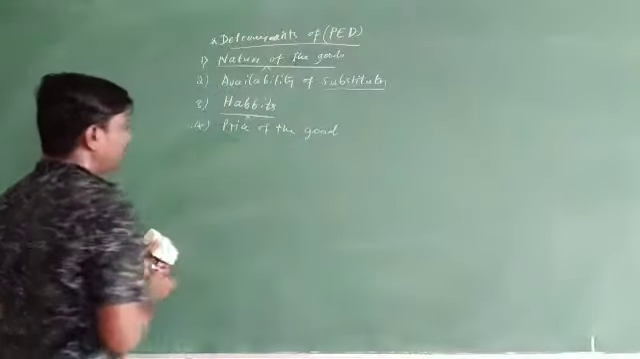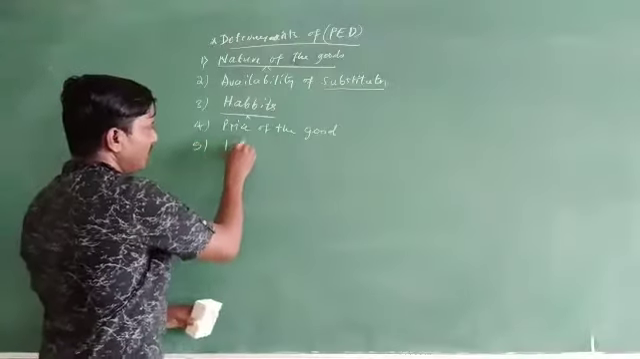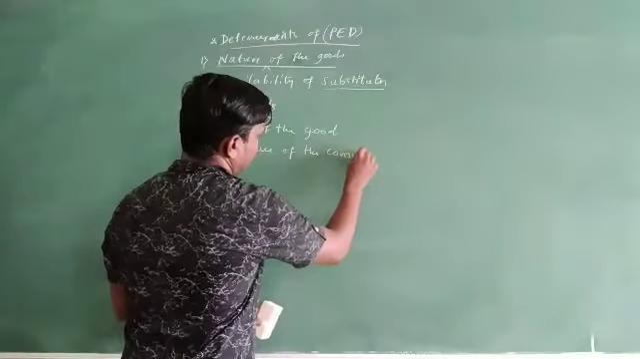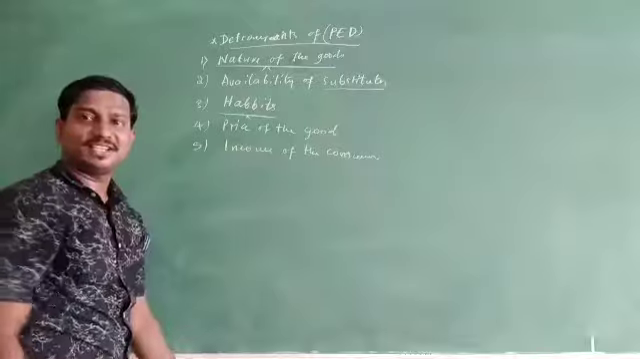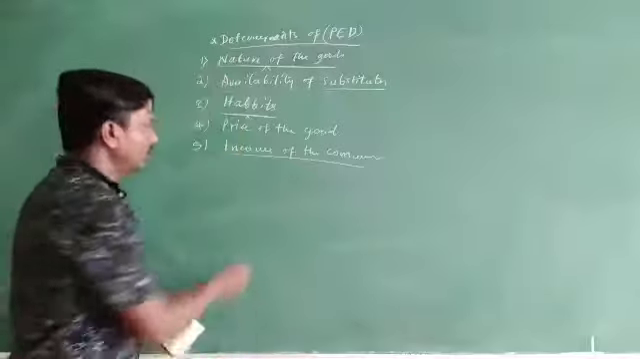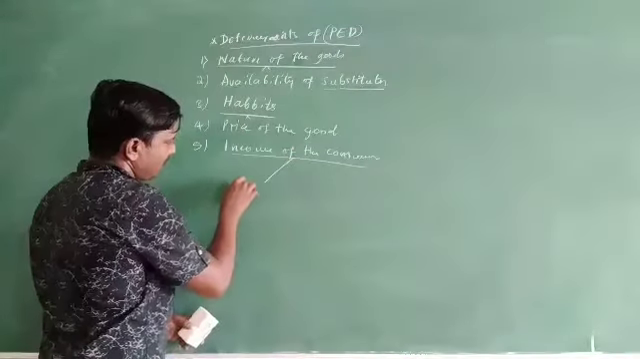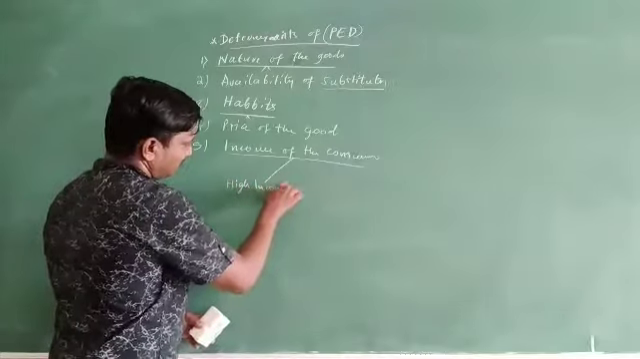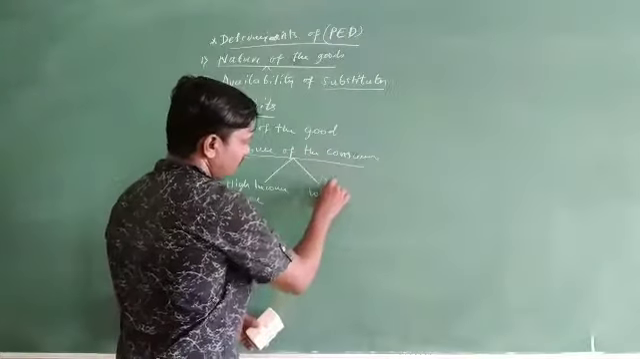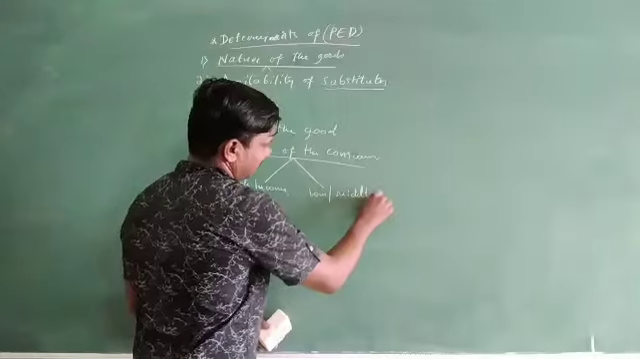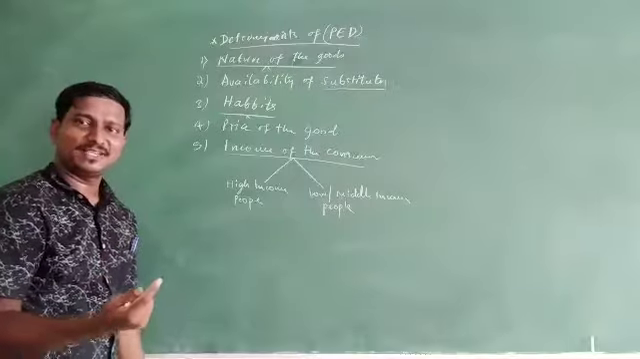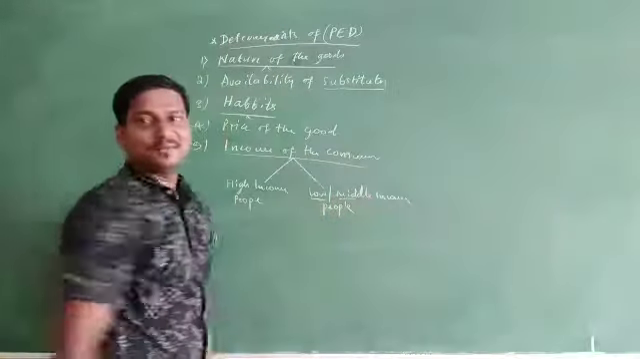And coming to the next one, that is the fifth one here, that is the income of the consumer. So on the basis of income, we can divide into 3, but mainly I am going to make it into 2. One is high income people. The second one is low or middle income people.